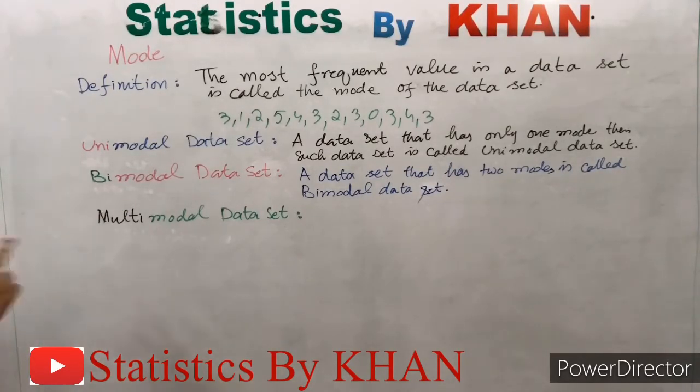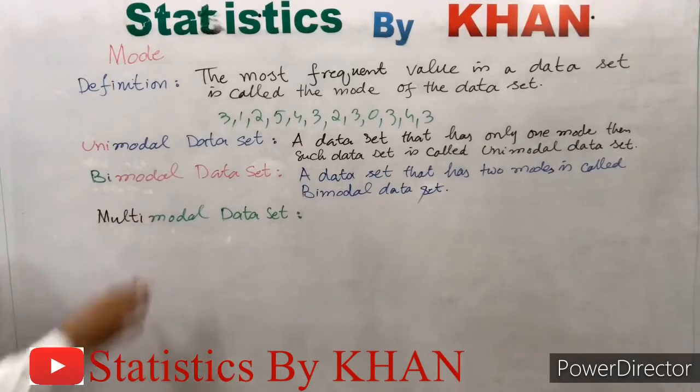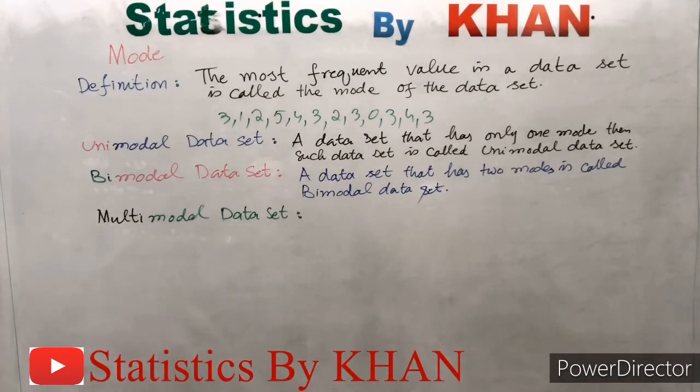There may be a trimodal data set, a data set in which there are three modes. So that is also a special case of this multimodal data set. So in statistics, a data set that has three or more modes is generally called a multimodal data set. So that is why we don't say trimodal, etc.